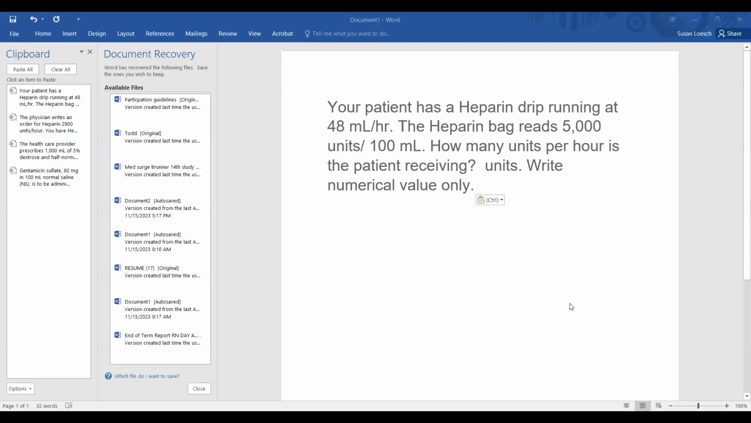Okay, here's the next one. So this is asking how many units per hour the patient is receiving. So remember, for this one, you have to calculate how many units are in each mL, right? Now look at how the order is written. Your patient's receiving heparin at 48 mLs per hour. So if you know he's getting 48 mLs, then you have to calculate how many units are in each one of those mLs. All right. So what do you have on hand?